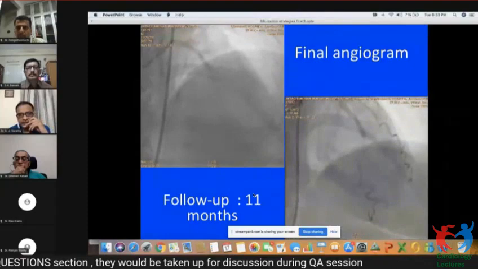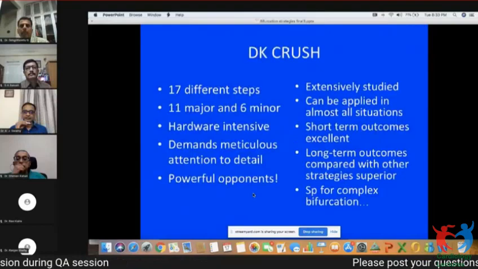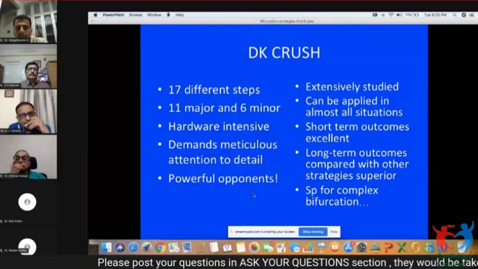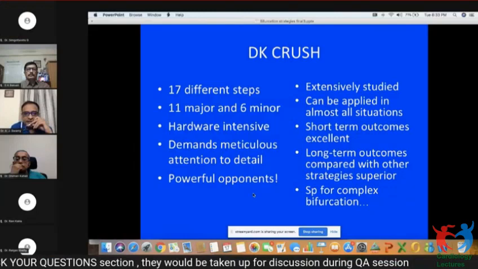Now, DK crush is a strategy which has become extremely popular and for multiple reasons. It is a little complex because it has 17 different steps, 11 major and 6 minor. It is hardware intensive. It demands meticulous attention to detail, and it has very powerful opponents because the Europeans don't like it much.